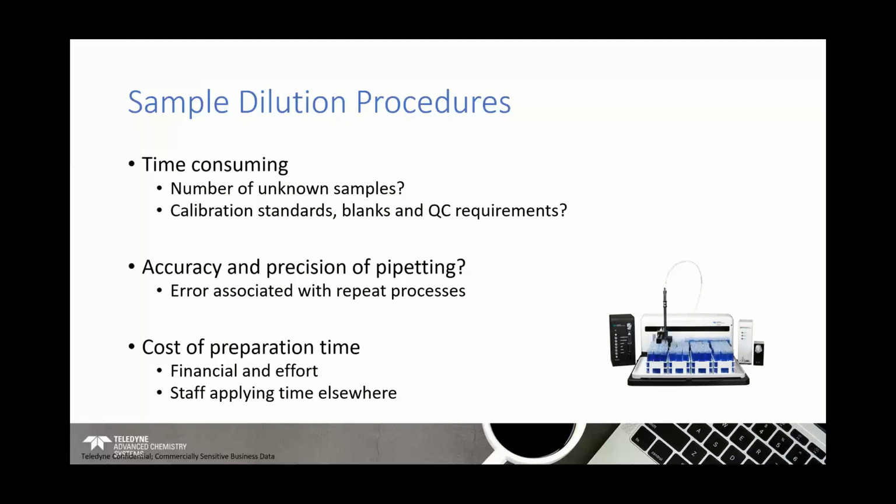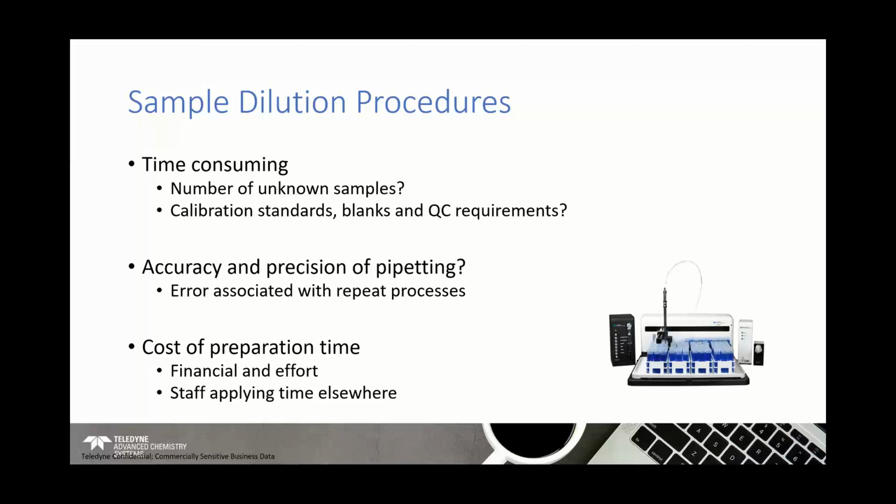But if somebody is sat at a lab bench or a fume hood, then there are accuracy and precision questions, or error associated with repeat processes. With the best will in the world, there is an accepted error associated with this. And then you've got the cost of all of the preparation time. That might be financial cost and effort. It's essentially staff time and effort. If that staff time could be applied elsewhere, that might be better for your laboratory processes and workflow. So that's the dilution side of things.